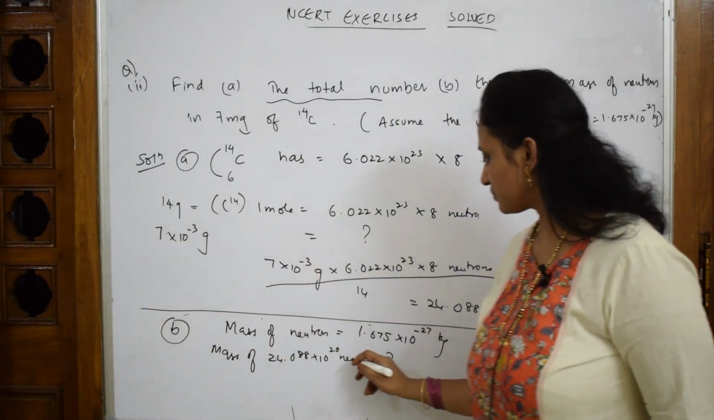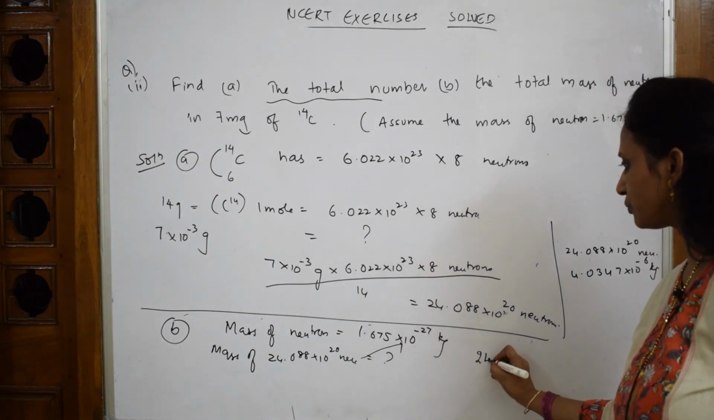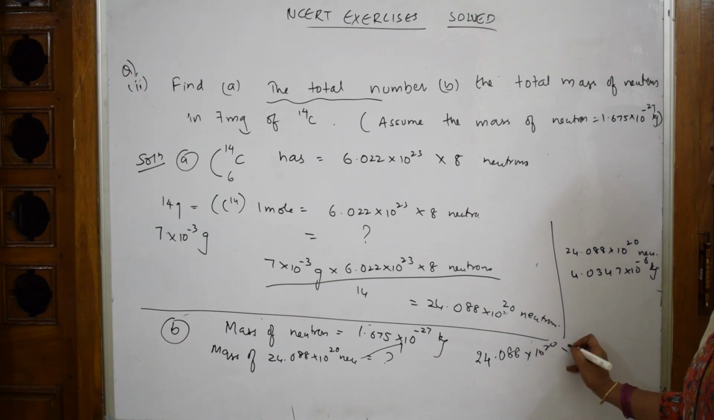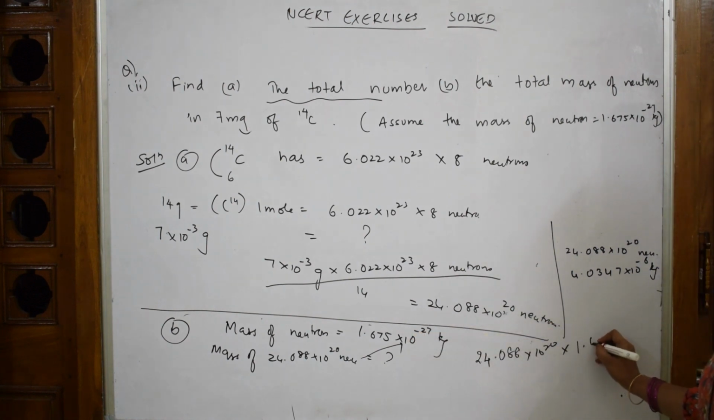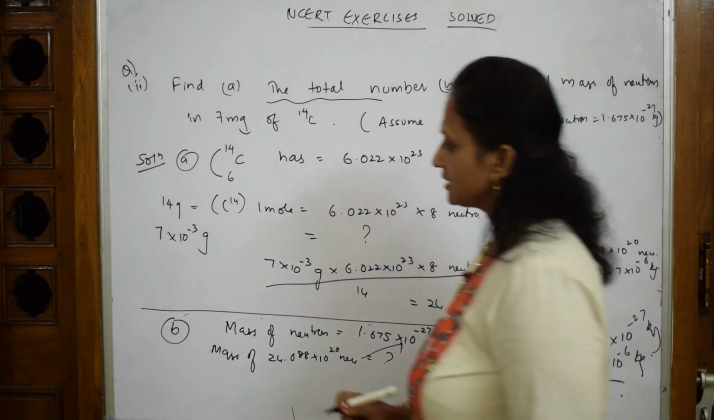So cross multiply this. When I cross multiply, that is 24.088 into 10 raised to 20 into 1.675 into 10 raised to minus 27 kg. I'll get an answer of 4.034 into 10 raised to minus 6 kg. That's it, right? Simple, isn't it?